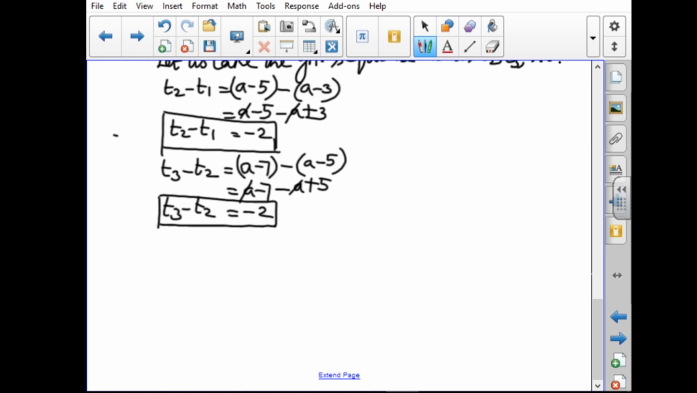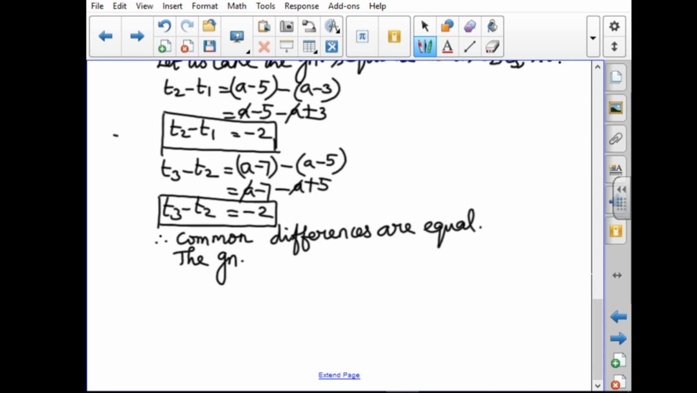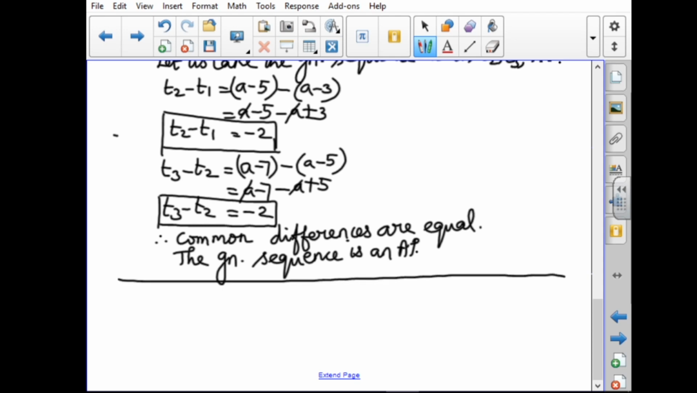Here we are getting the common differences equal. Therefore, the given sequence is an AP. If the common differences are not equal, we have to write the given sequence is not in AP. Here you have to find the difference between the successive terms. Second sum.